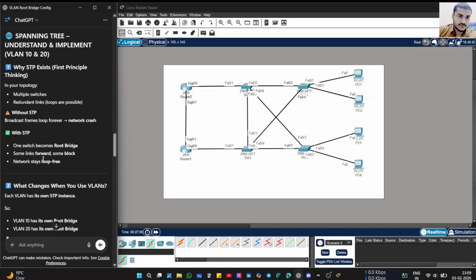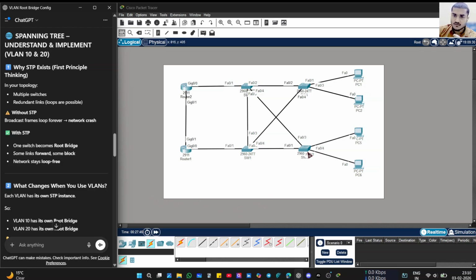Some links forward, some block. After election, some interfaces work in the forwarding state. Let me tell you, there are 4 states, apart from the disabled state, which is when the interface is down. If I count that it would be 5, but mainly there are 4: blocking, listening, learning, and forwarding. So the designated ports, the root port, or the blocking port, or listening and learning.